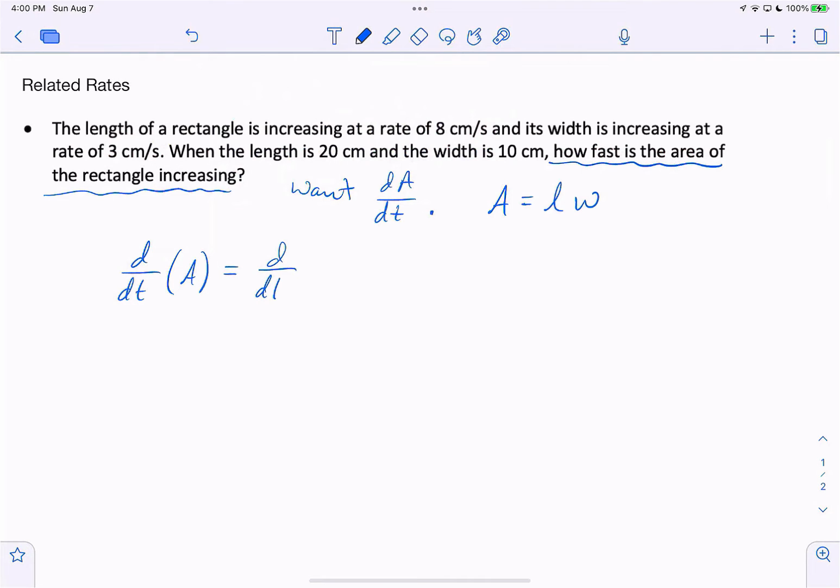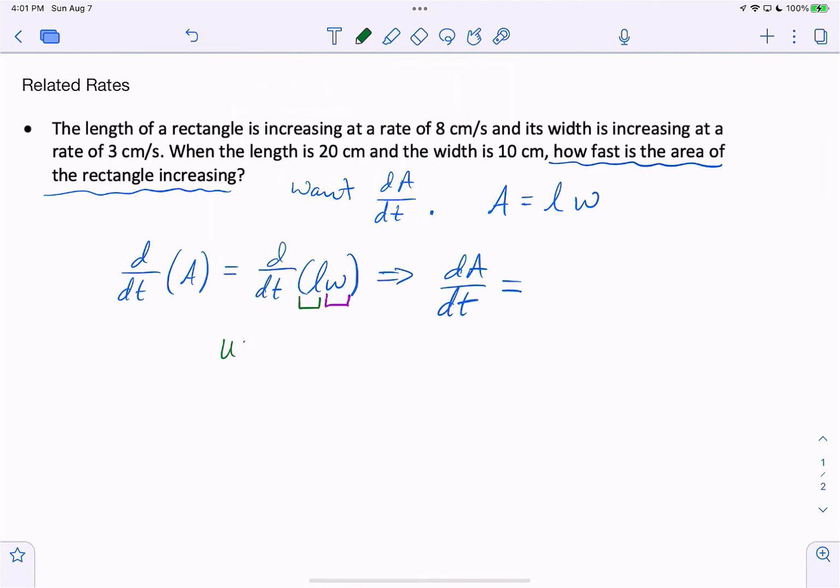So I have d/dt of A is equal to d/dt of L times W. On the left-hand side, we have dA/dt. On the right-hand side, we have d/dt of L times W. This is going to bring to mind two things. Number one, we need a product rule. We are differentiating the product of L and W. Number two, what we're differentiating, L and W, are not the same variable as what we're differentiating with respect to, which is t. And so this should bring to mind implicit differentiation.